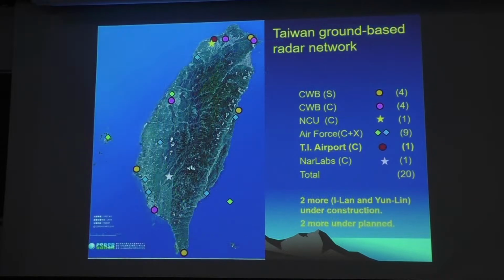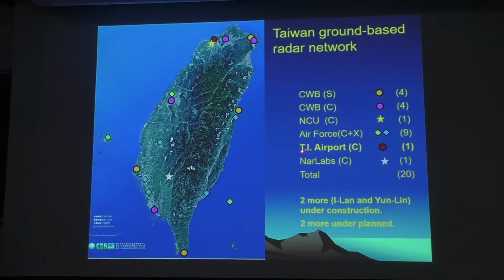Okay, now this is currently the Taiwan ground-based radar network. Currently, we have 20 ground-based radars operated by the Central Weather Bureau, our university, the Air Force, the Taiwan International Airport, and the National Lab. Another 2 are under construction, and 2 more are under plan. So considering the size of Taiwan, I would say the radar density is also very high.